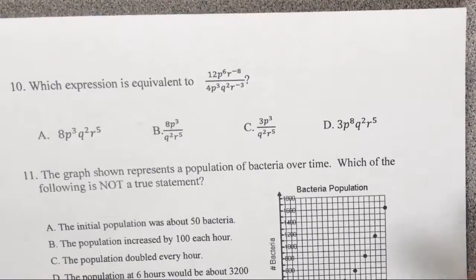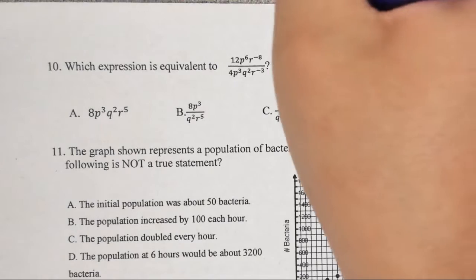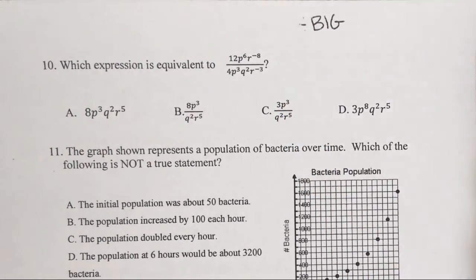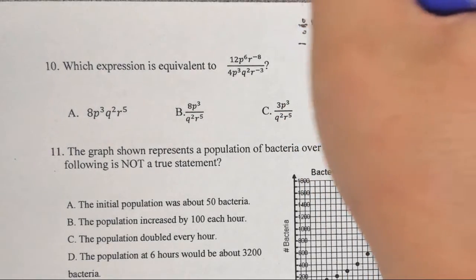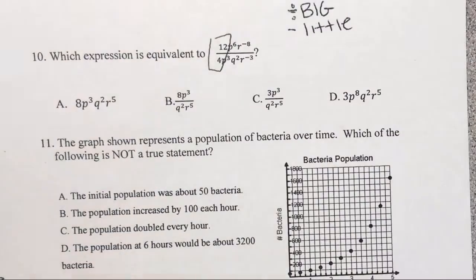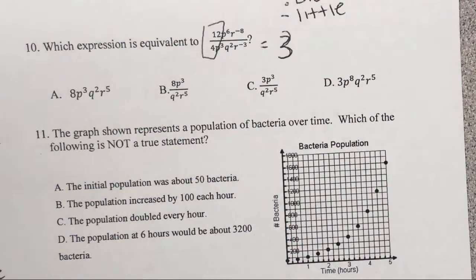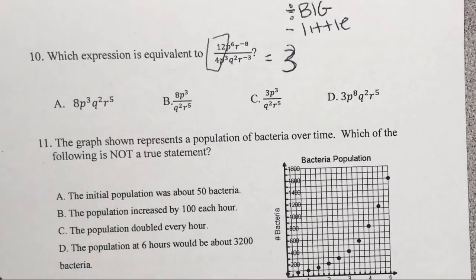All right, over here, which expression is equivalent? What am I doing? Dividing, so what's my rule? Divide the big, subtract the little. So what's 12 divided by 4? 3. Hey, I need you focused. Put that away. 3. Can I eliminate any answer choices? Yeah. Which ones? A and B.